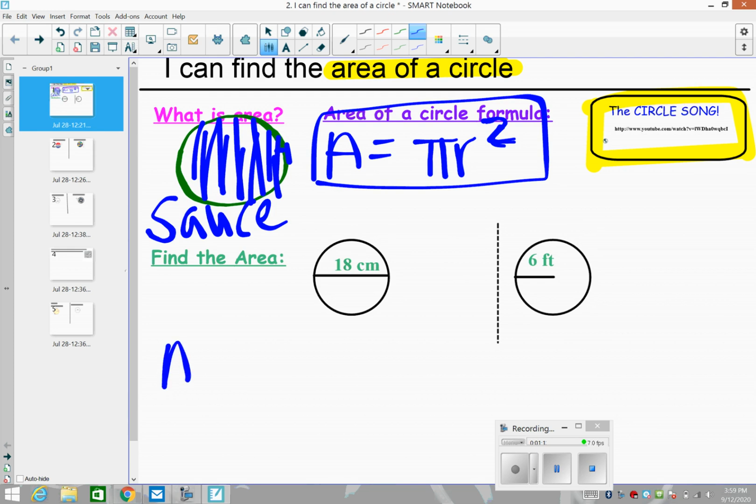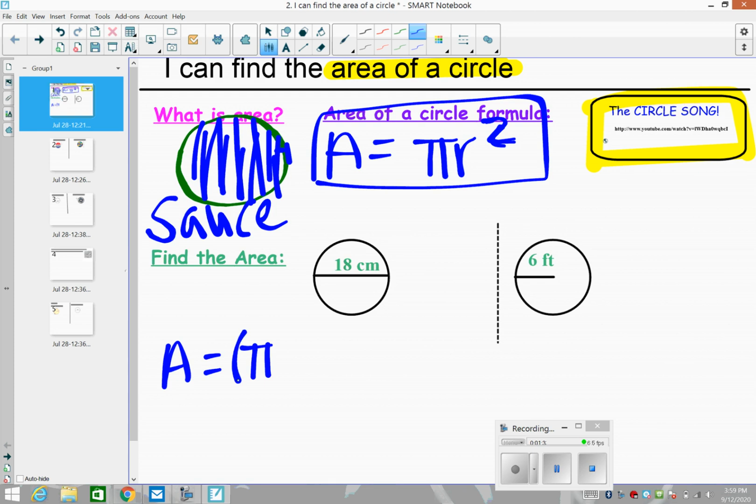To find the area, capital A, we take this thing called pi, which you should have heard in elementary school, but if not, it is the equivalency of 3.14 estimation. That is actually what the state of Minnesota wants us to use. Instead of the pi button on the calculator, they want us to approximate it at 3.14. We'll talk about why that is in a minute.